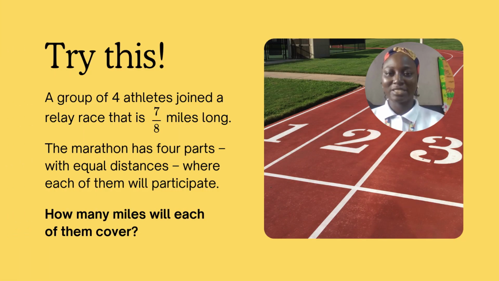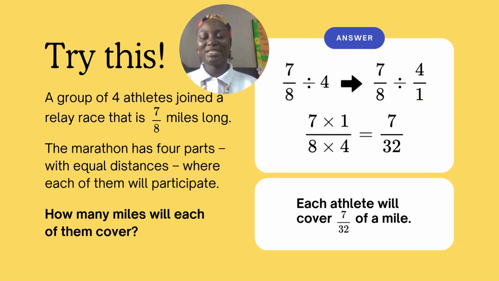So let's look at this question. A group of 4 athletes join a relay race that is 7 over 8 miles long. The race has 4 parts with equal distances, where each of them will participate. How many miles will each of them cover? So this is the interpretation of the question. 7 over 8 divided by how many athletes? That's 4 athletes. Then 7 over 8 divided by 4.